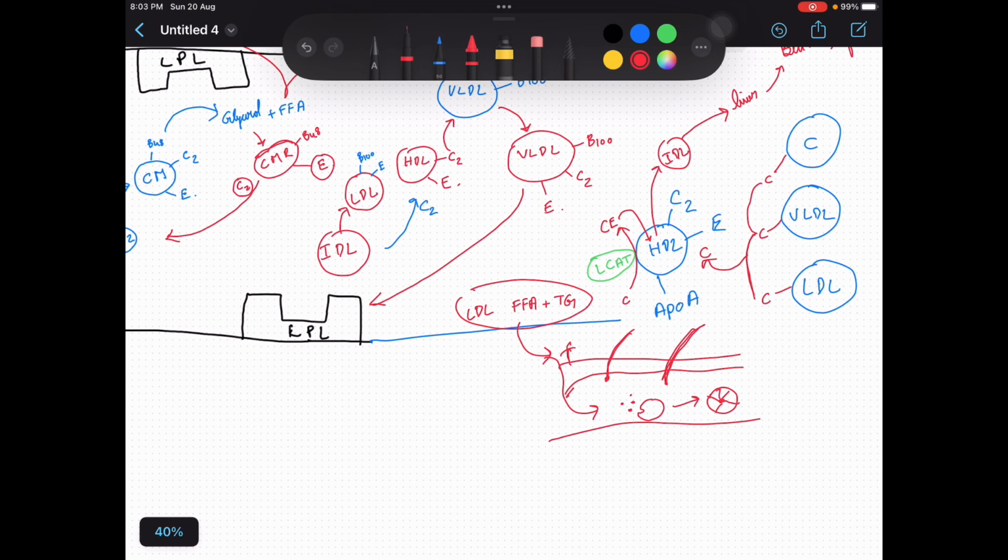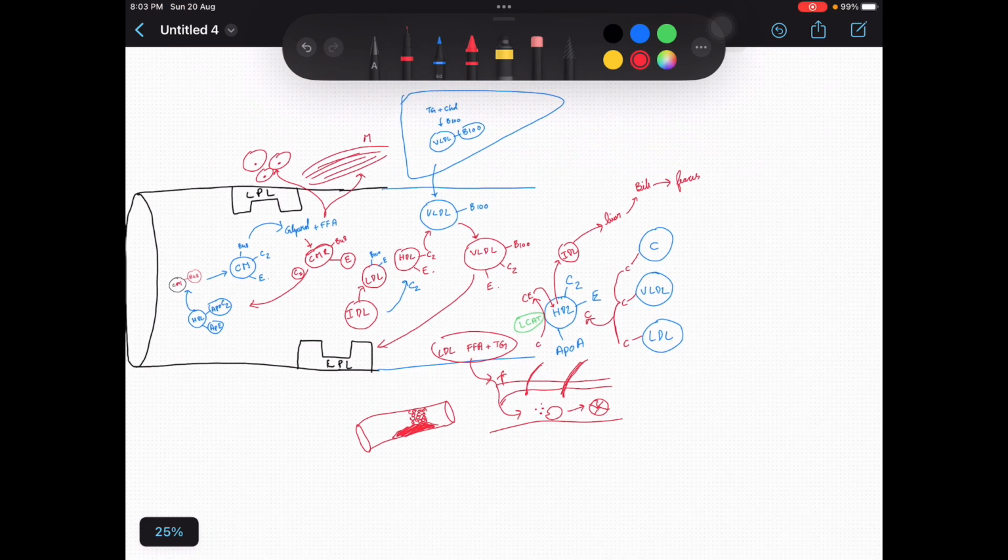These free fatty acids can also accumulate inside the blood vessel, leading to atherosclerosis. So if this is the blood vessel, a plaque can form on the blood vessel, forming an atherosclerotic plaque, and platelets can plug over it. A thrombus can form and completely occlude the blood vessel, leading to ischemic attacks. If it occurs in the heart, it is called myocardial infarction, and if it occurs in the brain, it is called stroke.